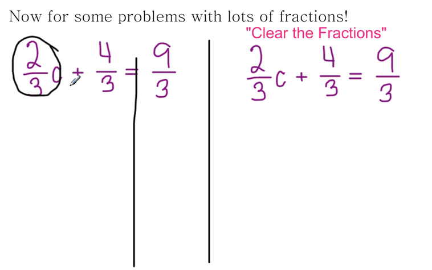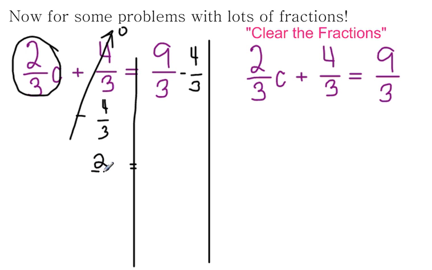And now I have to get rid of a plus 4/3. The inverse of plus 4/3 is minus 4/3. And what I do on one side I must do to the other. This will become a 0 pair. They cancel out, they add up to 0. And what I am left with is 2/3 c equals, let's see, 9 take away 4 is 5, and the denominator remains the same.